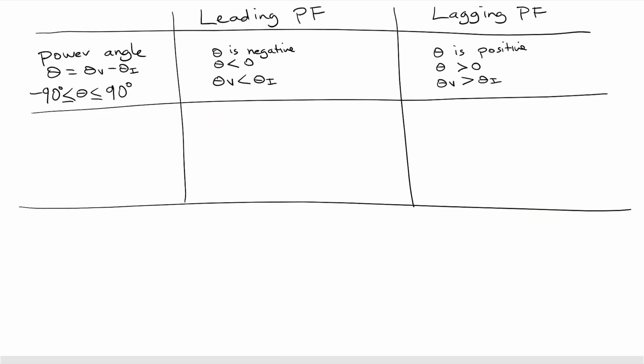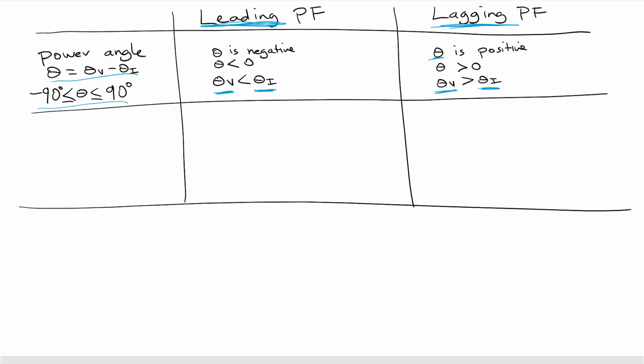So now, let's summarize power angle. The power angle is theta equals theta v minus theta i, the phase angle of the voltage minus the phase angle of the current, and it ranges from minus 90 to plus 90. If theta is negative, then the phase angle of the current is greater than the phase angle of the voltage, and that represents a leading power factor. However, for a lagging power factor, theta is positive, and that means the phase angle of the voltage is greater than the phase angle of the current.